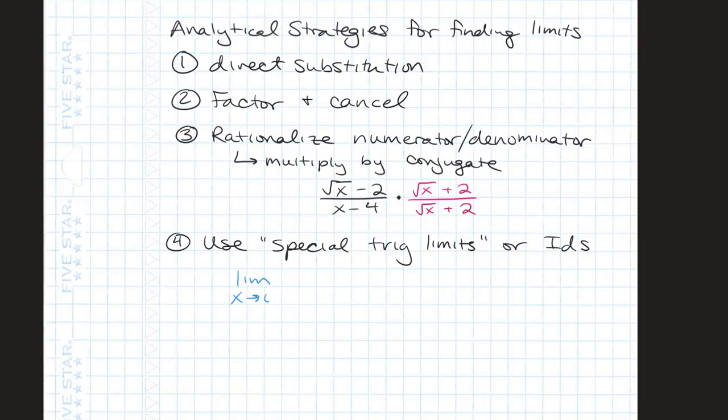The limit as x approaches 0 for sine of x over x is equal to 1. That's like a rule, a law, we need to know it. The other one that we need to memorize is the limit as x approaches 0 of 1 minus cosine of x over x, and that's equal to 0. There's a proof for these in the textbook. There's a proof for these using the squeeze theorem, but we don't really need that. We can just use these. If you see this, you know that that part is equal to 1. If you see this, you know that that part is equal to 0.